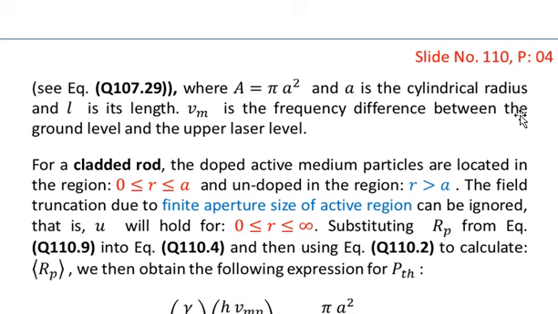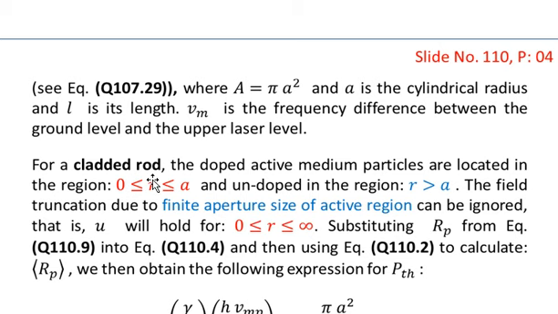where capital A is equal to pi A square, and A is the cylindrical radius. And you can say that A equal to pi A square is actually the area of the cross section of the cylinder, and L is its length. Nu m is the frequency difference between the ground level and the upper laser level.